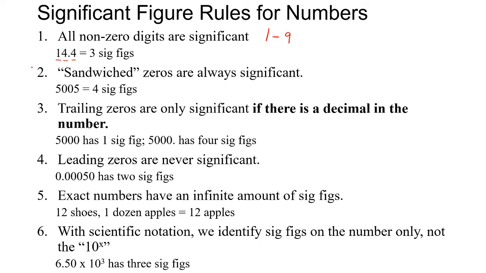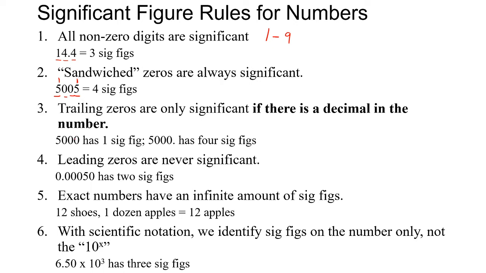Rule 2 is known as the sandwich rule. Any zeros that are sandwiched are always going to be significant. So if we look at a number like 5005, the 5 and the 5 are significant under rule 1, because they're numbers between 1 and 9. However, because these zeros make a nice sandwich between the two 5s, these zeros are also significant. So we have 4 sig figs in that value.